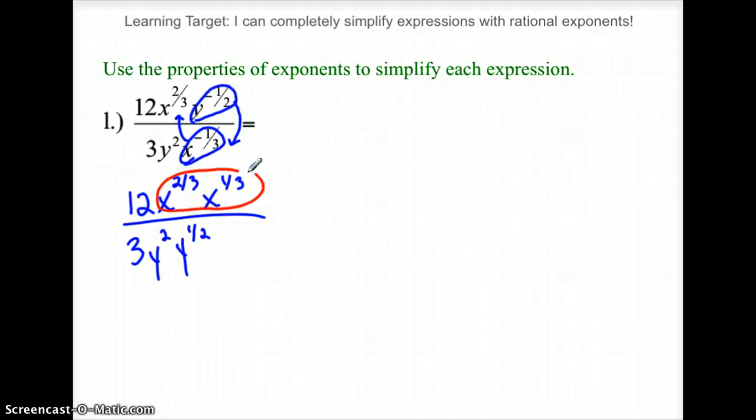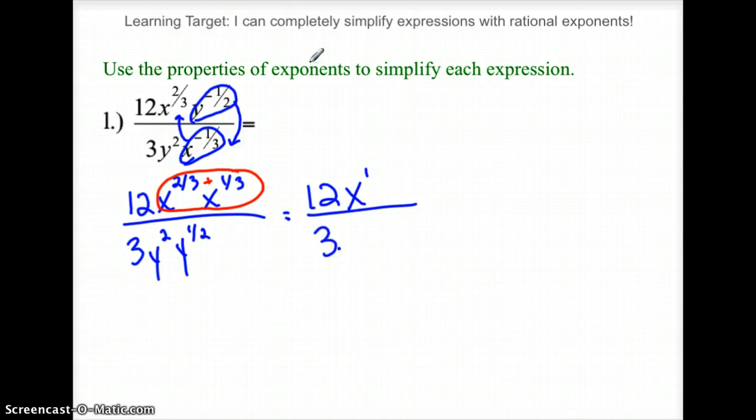On the top, I've got these two x's that I can combine, and remember, to combine them, we add the exponent. So when I have 2/3 and I add 1/3, well, that gives me 3/3. That gives me 1 whole. So on the top, really all I have is 12 with an x to a power of 1. Now, we don't need that power, but I'll write it just so you can see how we added.